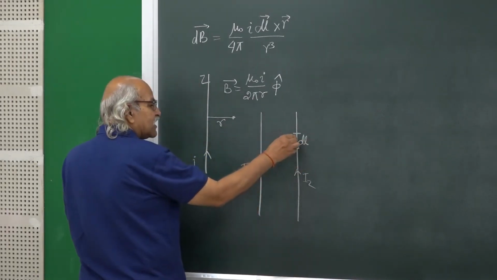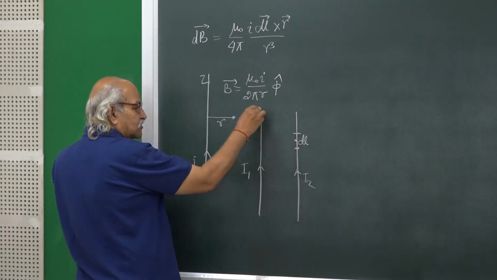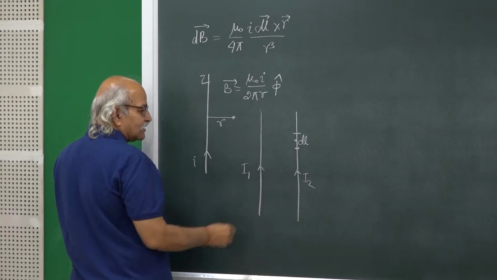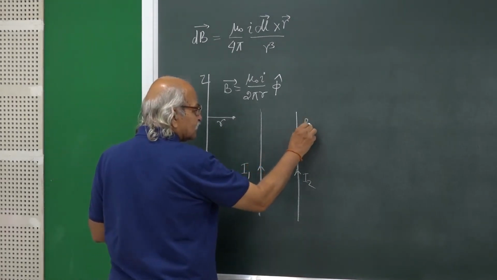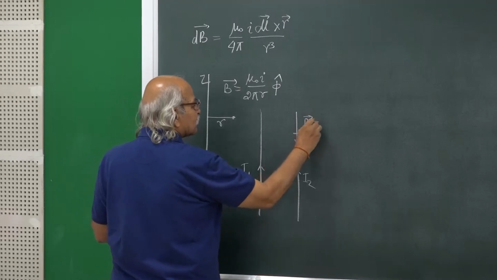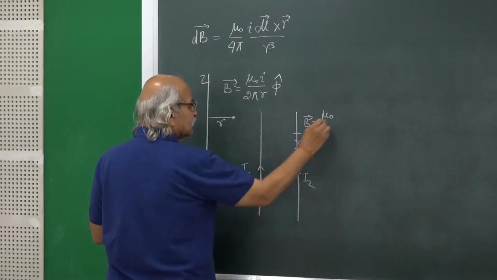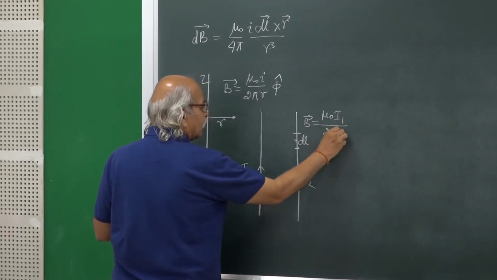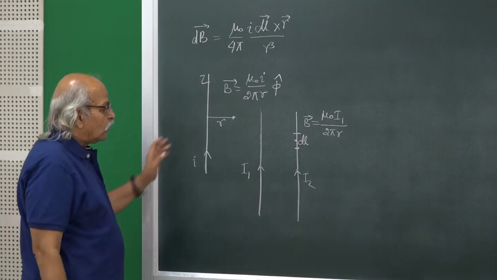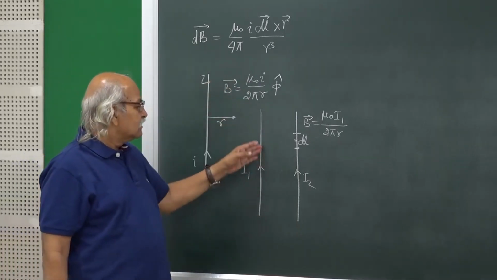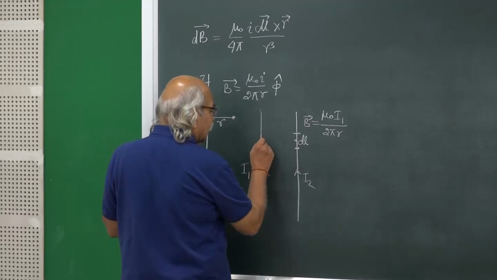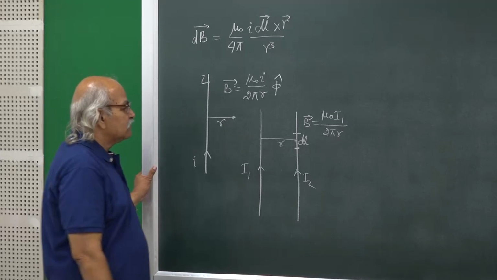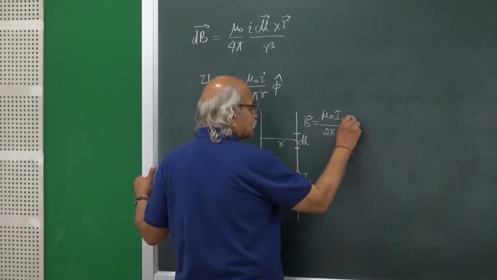the magnetic field at this location, because of this entire long wire, that magnetic field B here will be given by this equation, which is mu naught times I1 by 2 pi r. Long straight wire current, this magnetic field at a perpendicular distance r is given by this in phi cap direction.